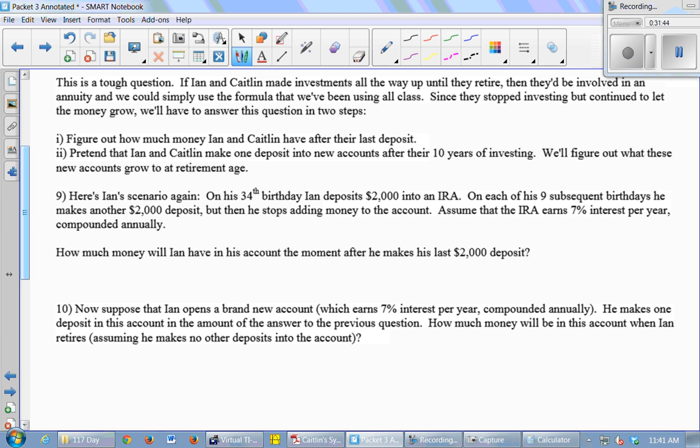1, figure out how much money we have after our last deposit. We'll use the annuity formula for that. And then 2, pretend that after we make that last deposit, we take all the money from that account and we invest it into a new account that will just grow until retirement age without us touching it.